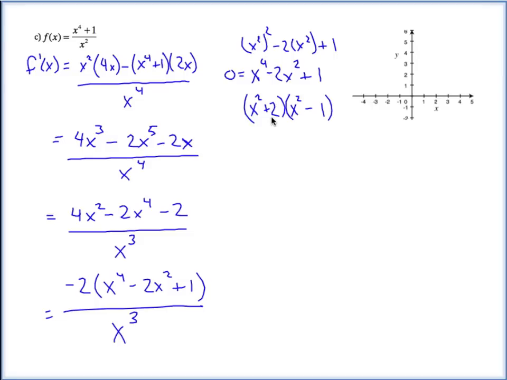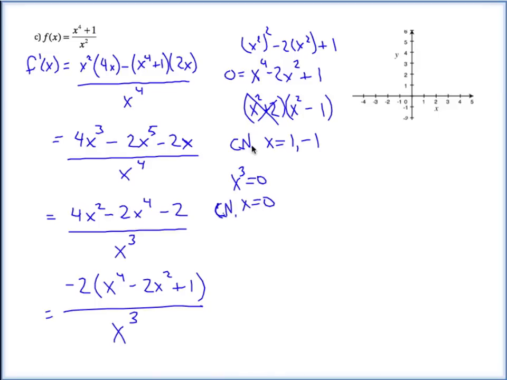So we want to know where x squared plus 2 equals 0. Well, that's never, so that's not going to be helpful. We want to know where x squared minus 1 equals 0. So that is going to be at x equals 1 and negative 1. Okay, so we know these are two critical numbers. And we also want to know where the derivative does not exist. And that's going to be where x cubed equals 0. And that's at x equals 0. We also have a critical number here.